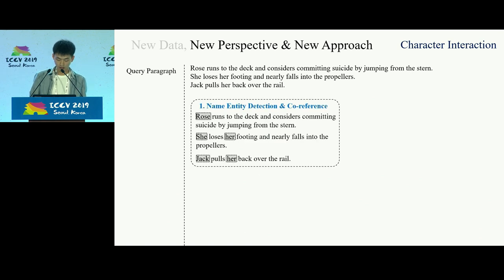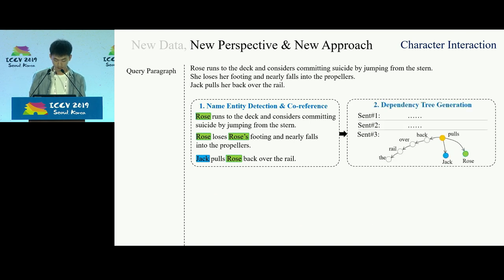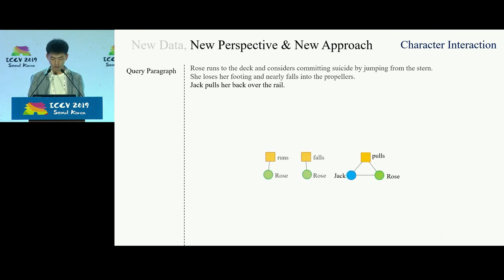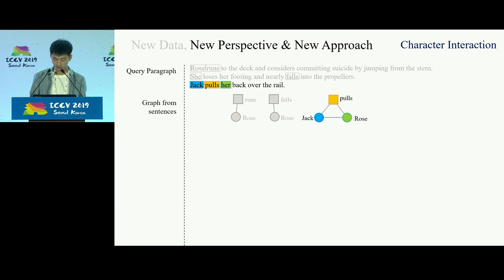To generate graphs for text, we use named entity detection and coreference tools to detect character names and their pronouns. Then, syntax analysis converts each sentence to its dependency tree. Based on the tree structure, we link characters and their action nodes to generate the graph.